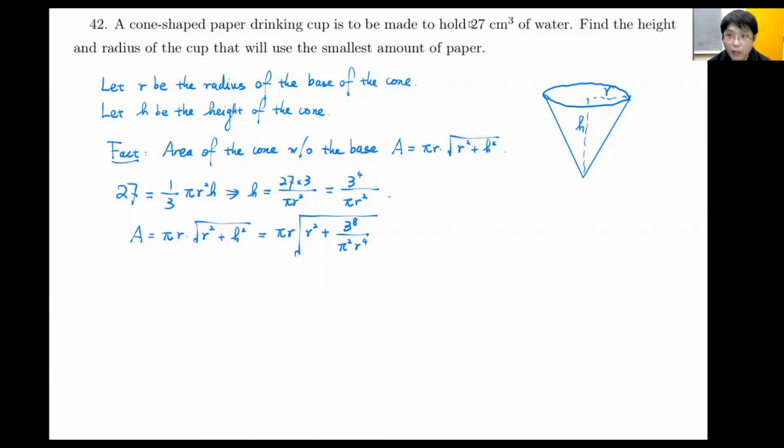Well, to get the derivative of this, it will be wise if we just multiply this r inside, so that way I don't need to invoke the product rule. So this will be pi times root of r to the 4th plus 3 to the 8th divided by pi squared r squared.